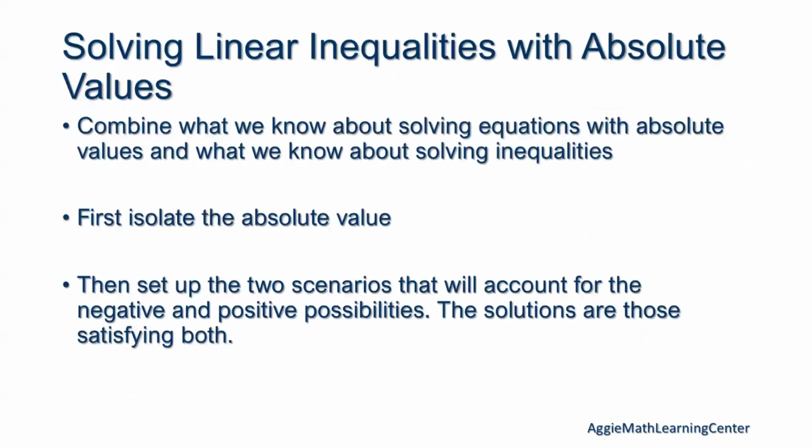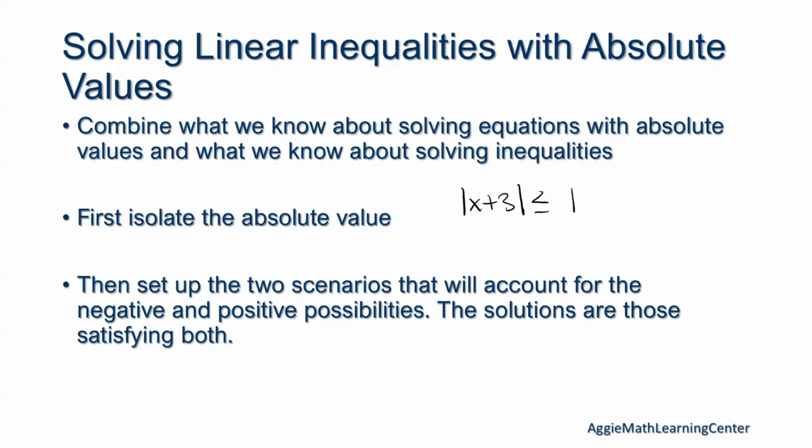All right, so now we're on to solving linear inequalities with absolute values, okay? So first you're going to want to isolate the absolute value by itself, so you have it on one side. Say you have x plus 3 in here. You want to get it all by itself on one side of the equation. Then you can set up two scenarios that account for the negative and positive possibilities. And the solutions for both of those are going to account for it.